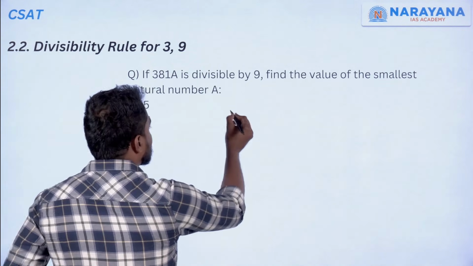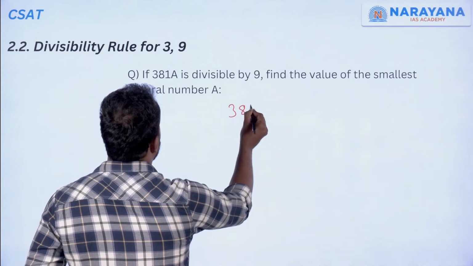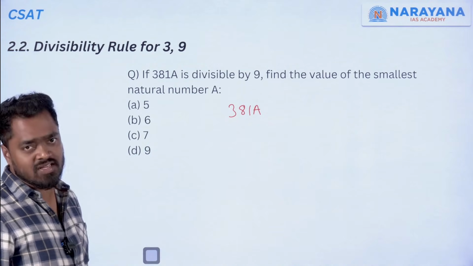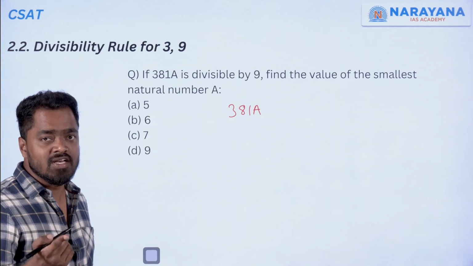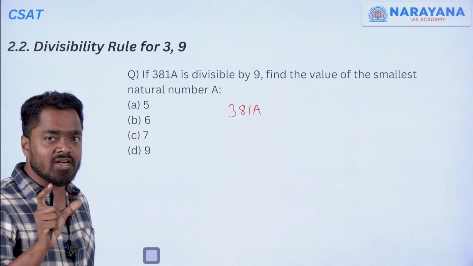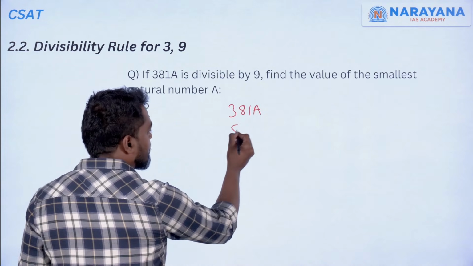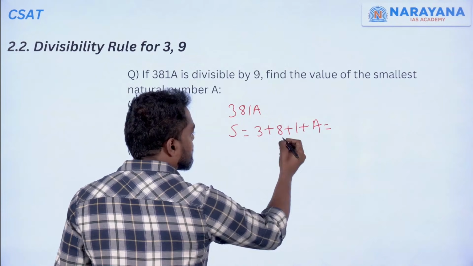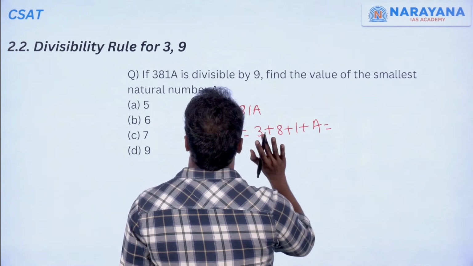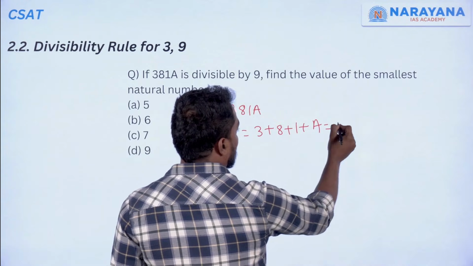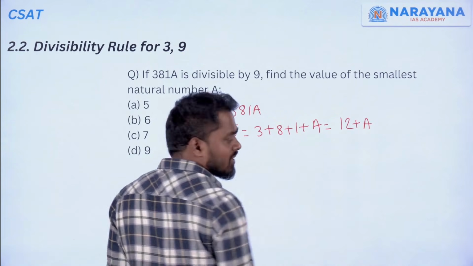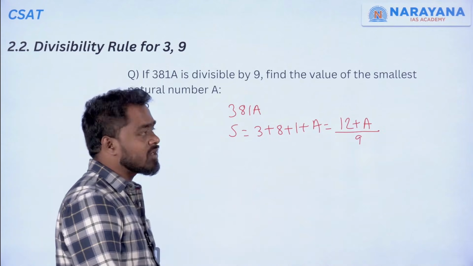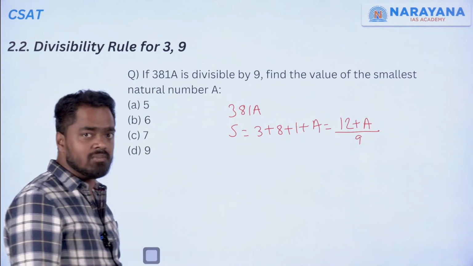Okay. So what is the given number? 381a. They are saying that the number is divisible by 9. So that means the sum of all the digits of that number is divisible by 9. So what is the sum? 3 plus 8 plus 1 plus a: 3, 11, 12. So 12 plus a. And you have to check whether that sum is divisible by 9 or not. So what is the smallest natural number for a?